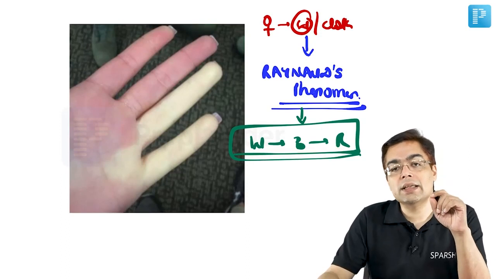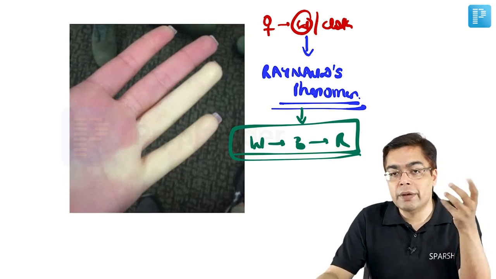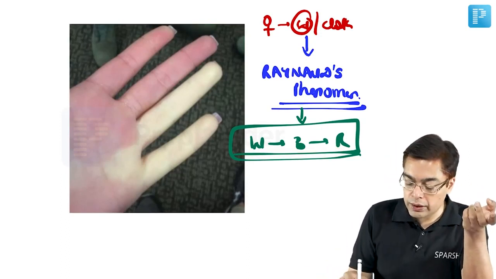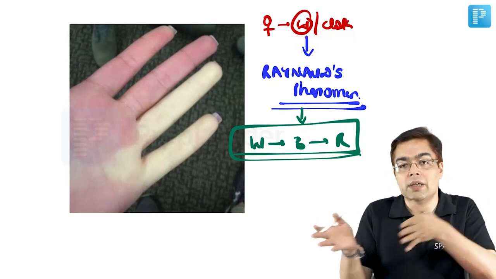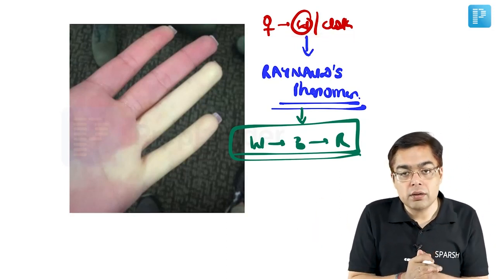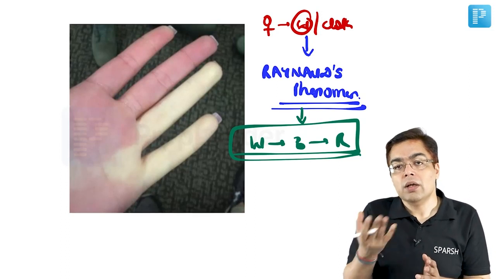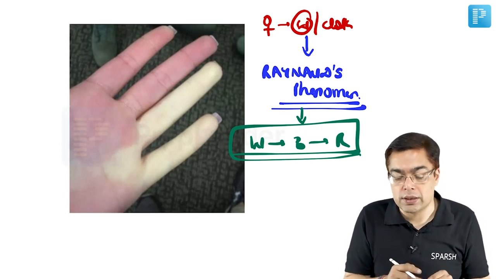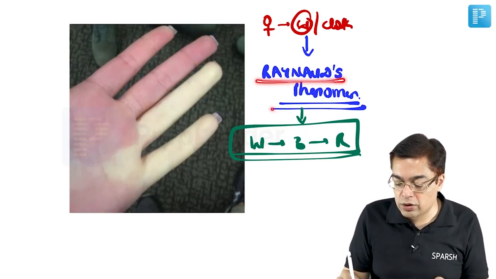Now, because this condition is characterized by vasospasm, patients are going to have relief the moment you remove the risk factor. So bring them, let us say, to a warm area, or rewarming is done, or certain types of vasodilators are administered. That is what we need to have an idea of so far as Raynaud's phenomenon is concerned.